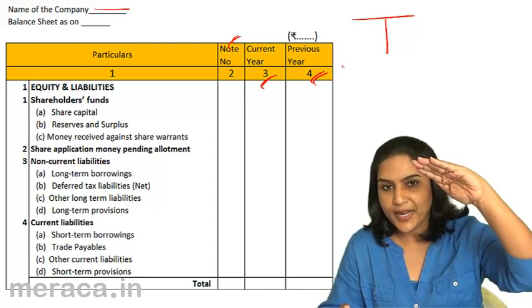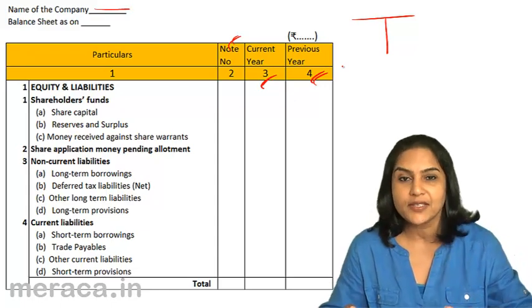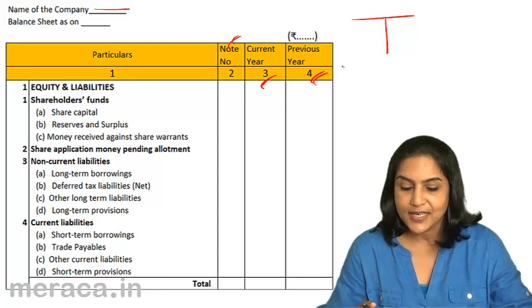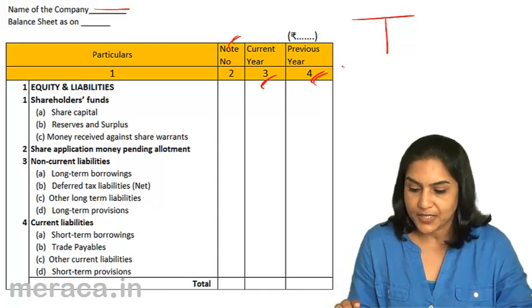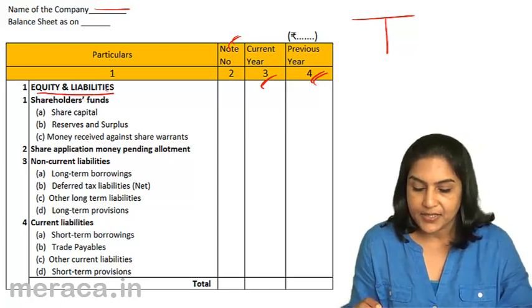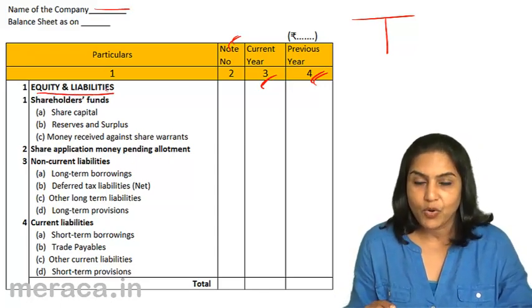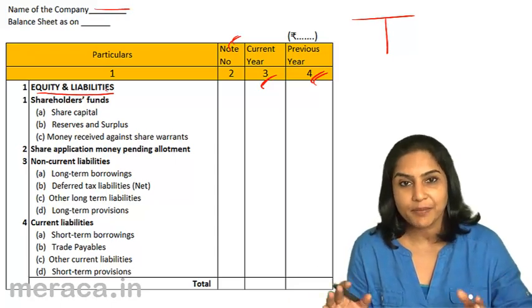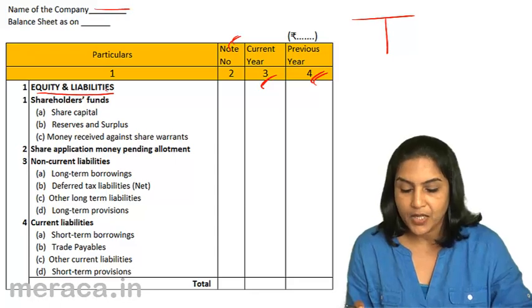So there is equity and liabilities, and below there is assets. Let us discuss equity and liabilities first. Equity and liabilities. We begin with equity. What is equity? The owner's funds. Equity is nothing but the owner's funds.